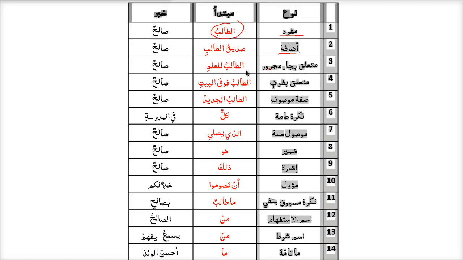Number 3, you have muta'alliq bijar majrur. So at-talib lil ilmi. This word here has li in there. Li is a harf jar, preposition, and this preposition is connected to at-talib. That's what is known as muta'alliq. So at-talibu lil ilmi, the student for knowledge. In other words, the person studying knowledge. So at-talibu lil ilm, the student for knowledge, is pious. Talib literally means a seeker. The seeker for food, the seeker for friendship, the seeker for company. And this is a seeker for knowledge. The seeker for knowledge is salih, is pious.